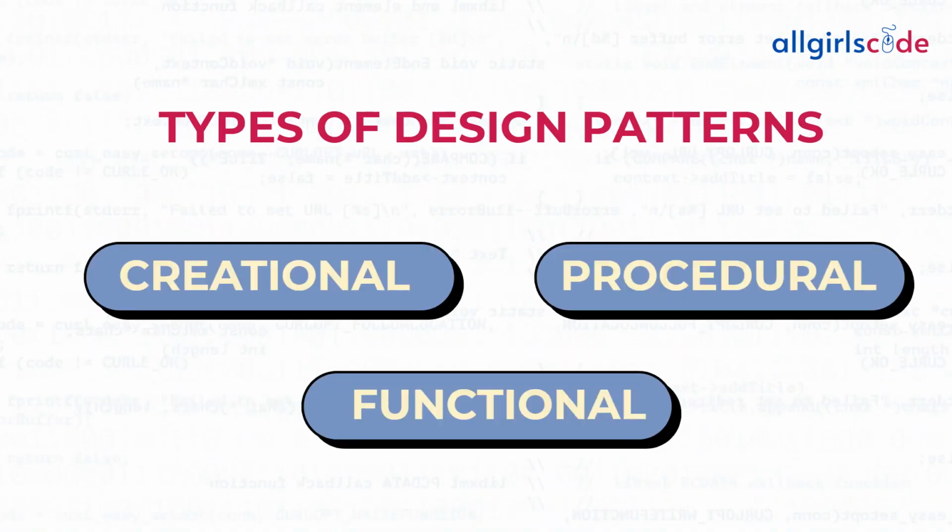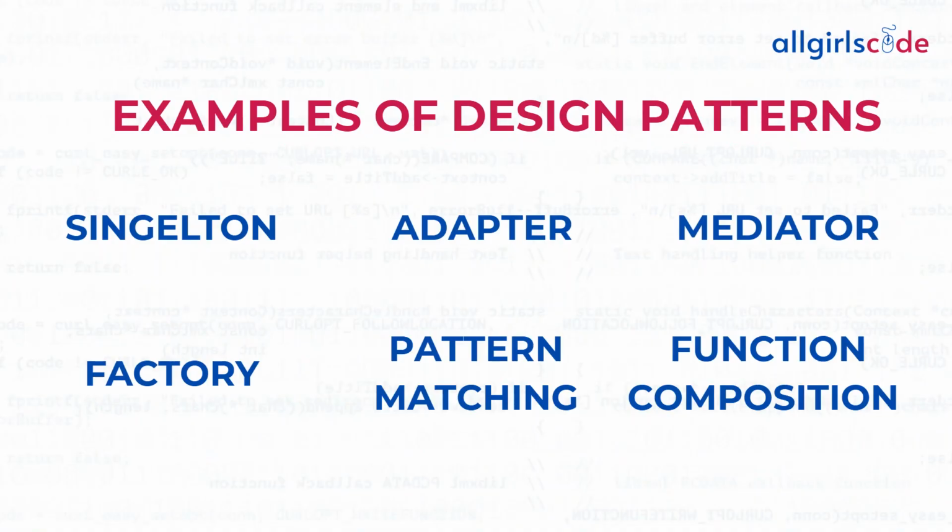Design patterns can be creational, procedural, and functional. We're not gonna get into details for the types, but you can read about them on the website that I'm gonna show you later. Examples of design patterns are singleton, adapter, mediator, factory, pattern matching, and function composition.